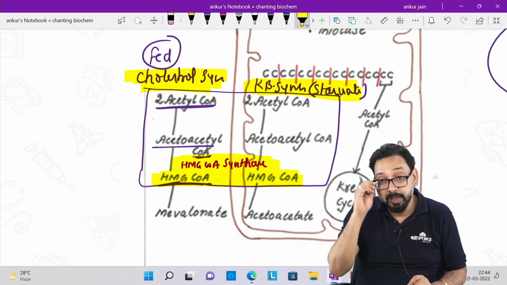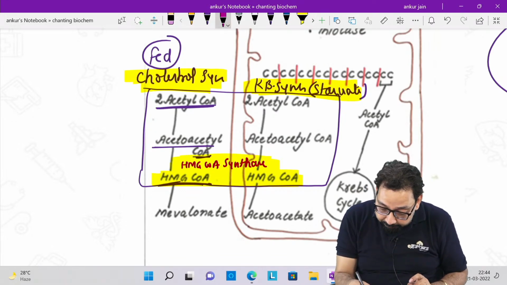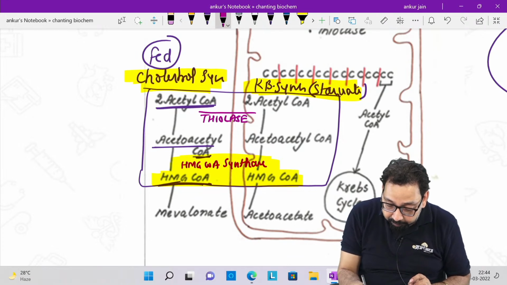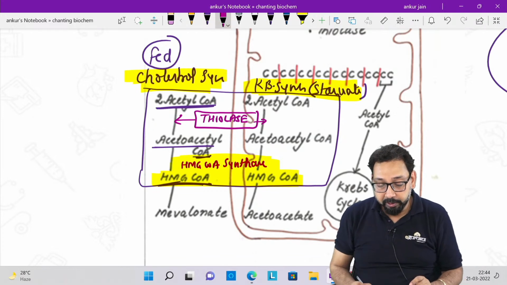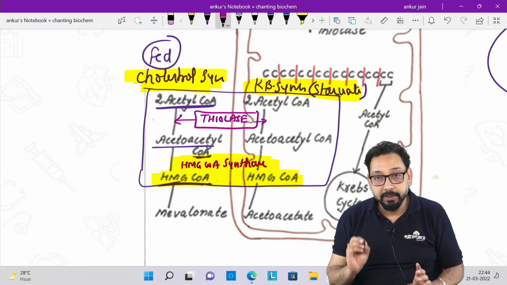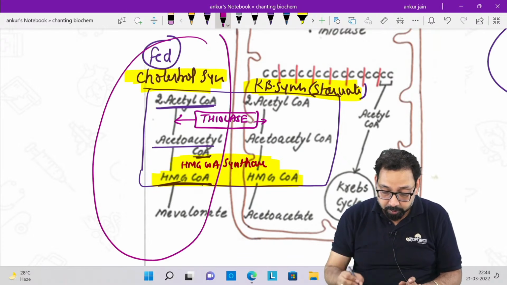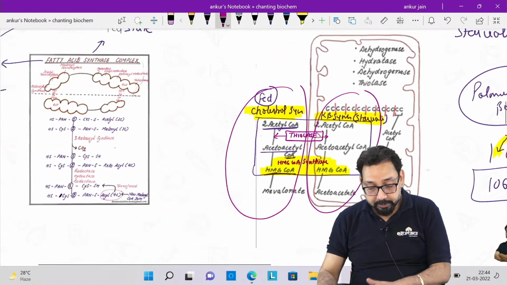This question was asked. Okay, there is an enzyme thiolase. So next time they can ask this question. This is also common in cholesterol and ketone body synthesis. Cholesterol synthesis occur in cytosol. Ketone body synthesis occur in mitochondria. Yes.